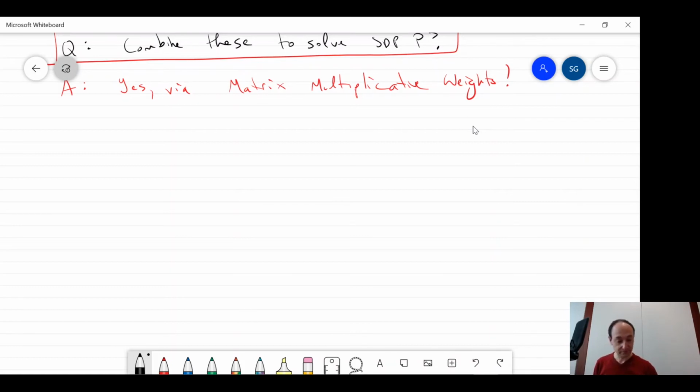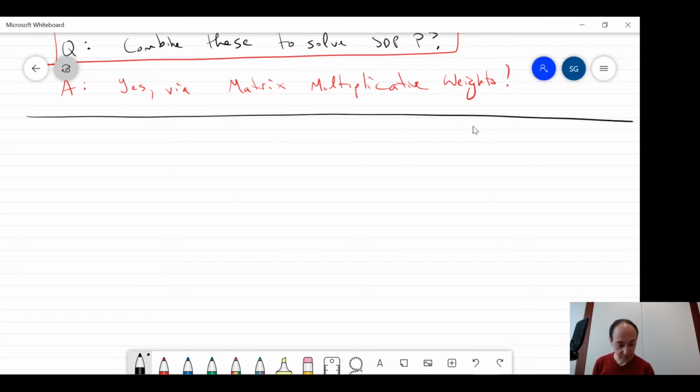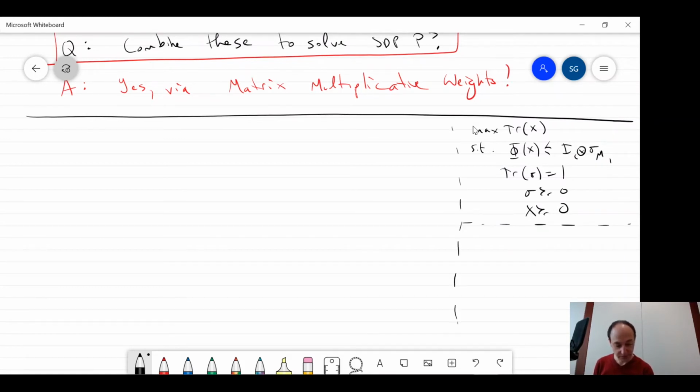So let me remind you. Let me write down these SDPs again over here on the right to remind you what they look like. First it was max trace of X, subject to, I'm trying to write it a little bit smaller so I could fit everything, and so you could stare at both this and the algorithm at the same time. Okay, so this was the primal. And the dual was, again, the minimum. Sorry, other typo.